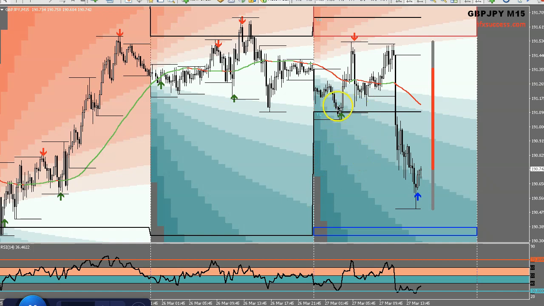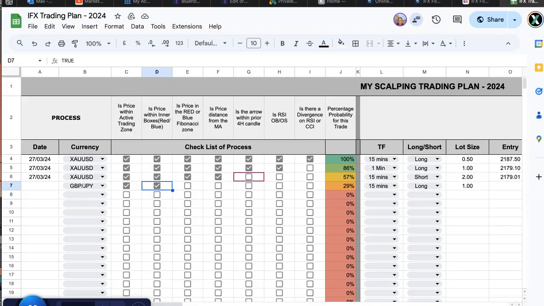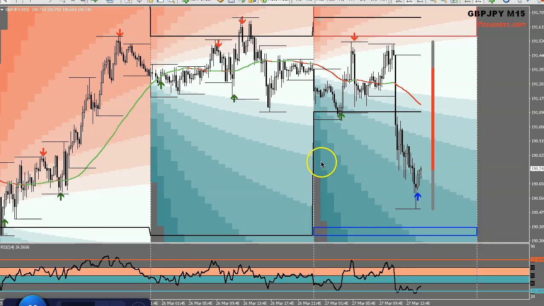So yes, we were on the third level. This is great, this is awesome. Yes, the darker the better, but sometimes it doesn't reach there, like over here. So the darker the better, yes, that is true. All right. Is it priced in distance from the MA? Well, definitely we are, okay?